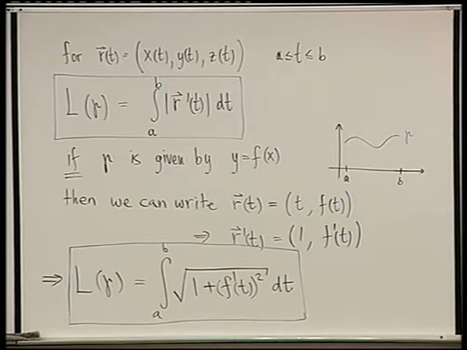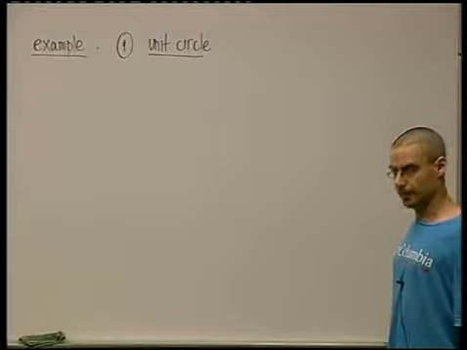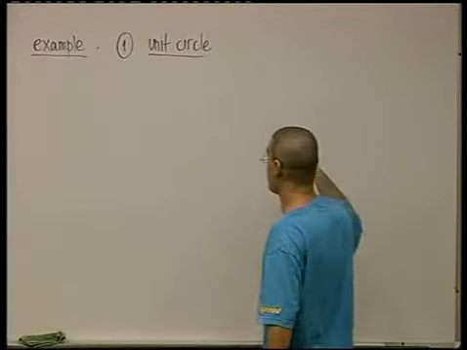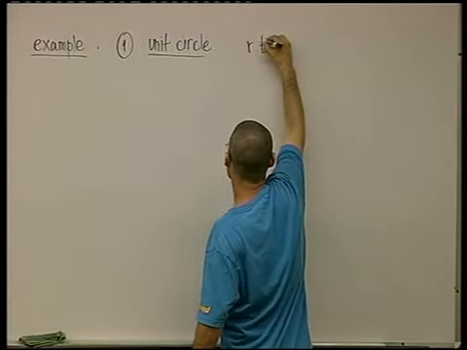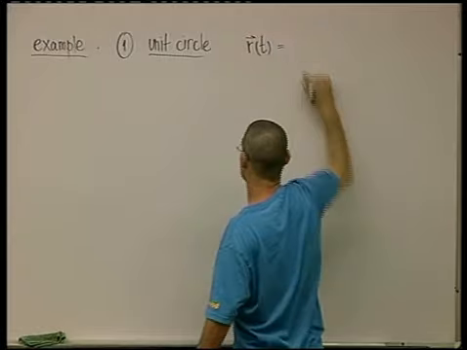So let's look, for example, at the unit circle. Example 1, unit circle. Let's find the length of the unit circle. How do we do the length of the unit circle? Can you give me a parametrization of the unit circle?